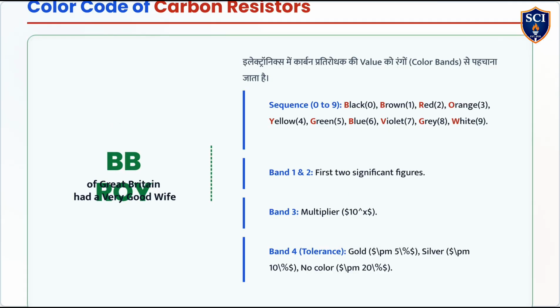The color code for carbon resistors is crucial for electronics. The sequence of colors from 0 to 9 is represented by the mnemonic B B ROY of Great Britain had a Very Good Wife, with the first two bands for significant figures and the third for the multiplier.